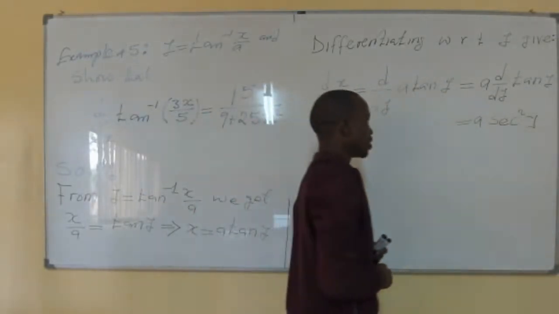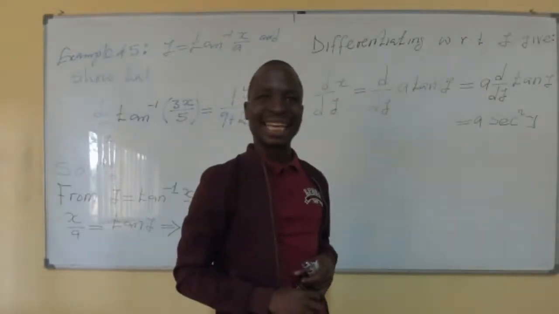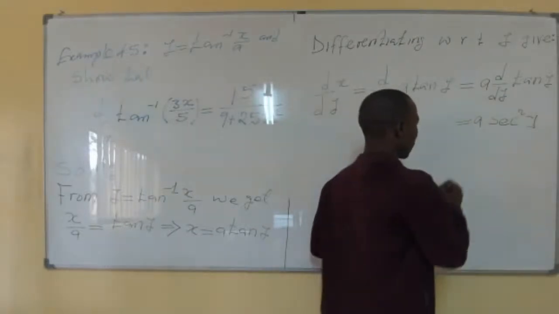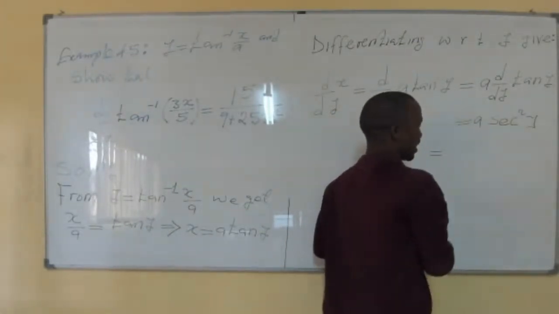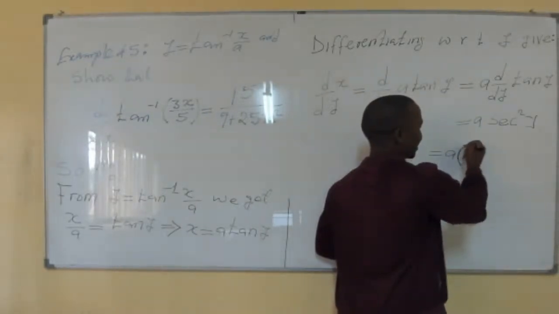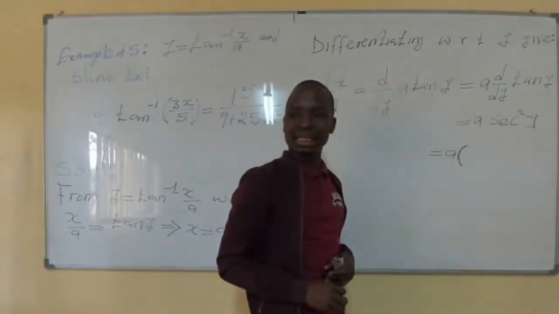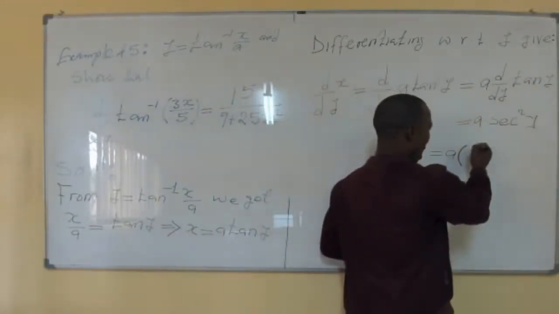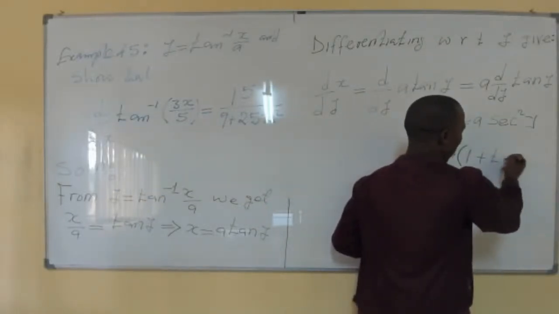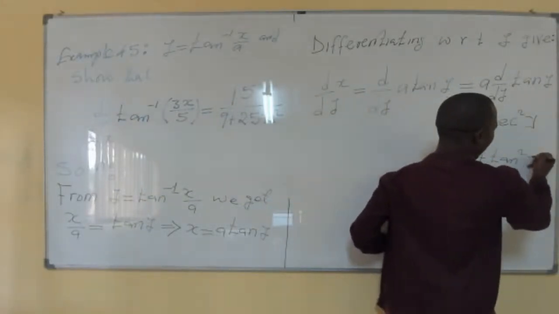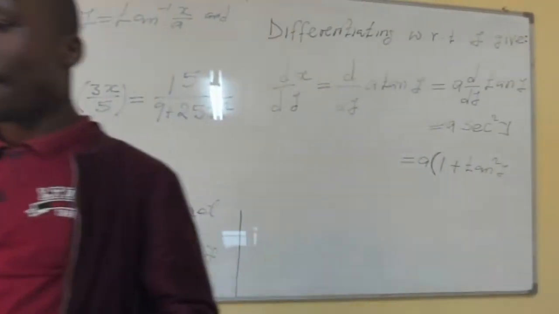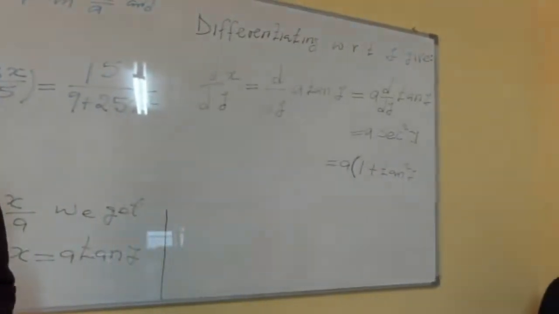Now, if you go to trigonometric identities, sec squared of y, so this will be a. Sec squared of y is just equal to 1 plus the tan squared of y.